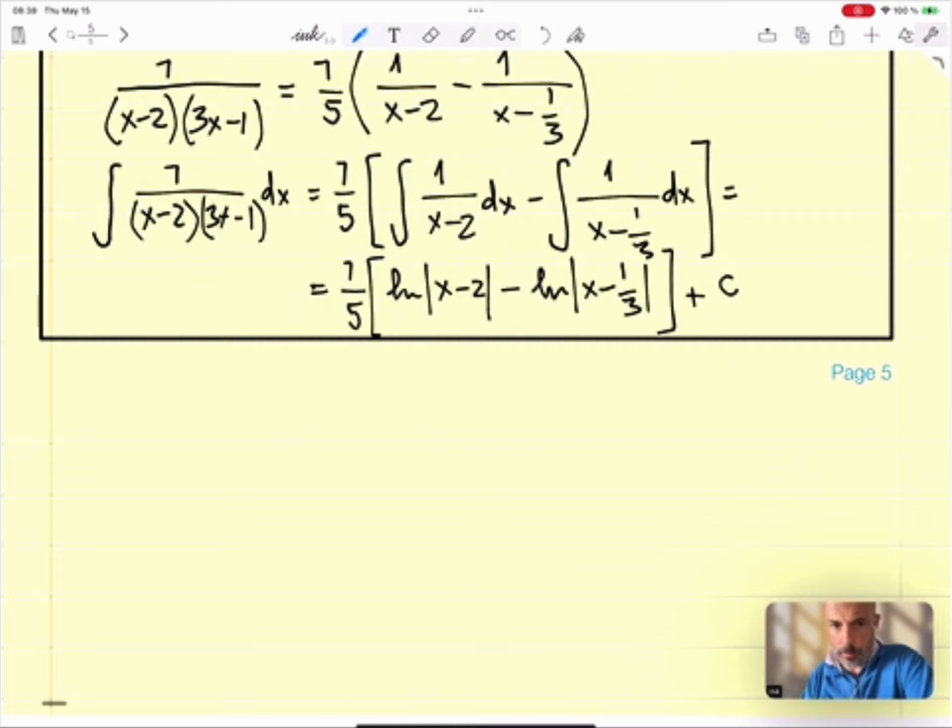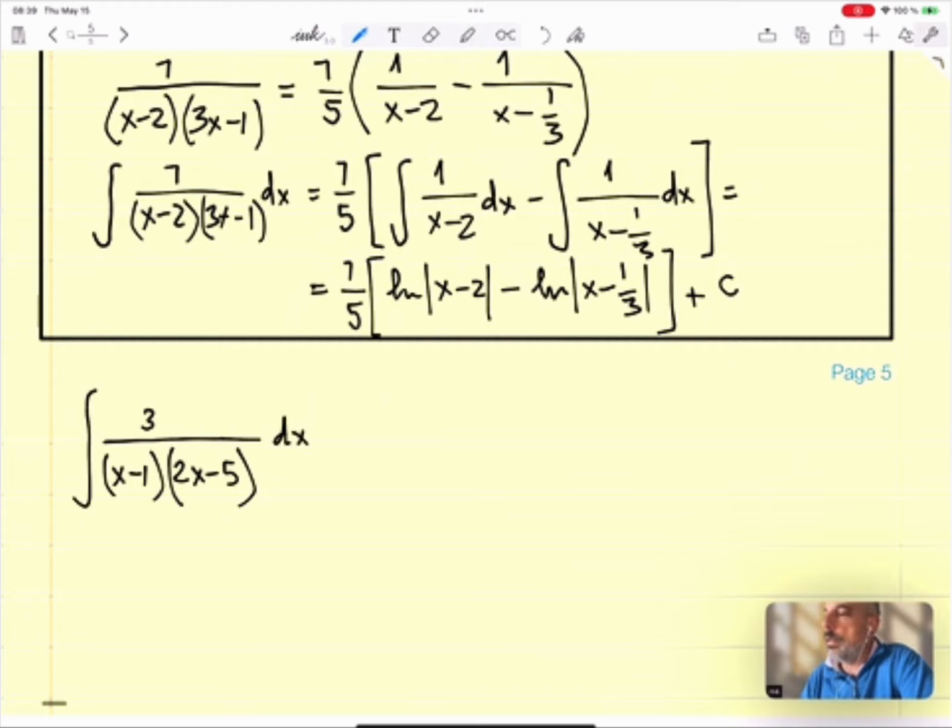Who did ask? Can you put your microphone again? So your name, Nicolas. Okay, Nicolas, let's do another example together. So 3 divided by (x minus 1)(2x minus 5). So I ask you to integrate this. This is not so easy to integrate, so we want to separate it.